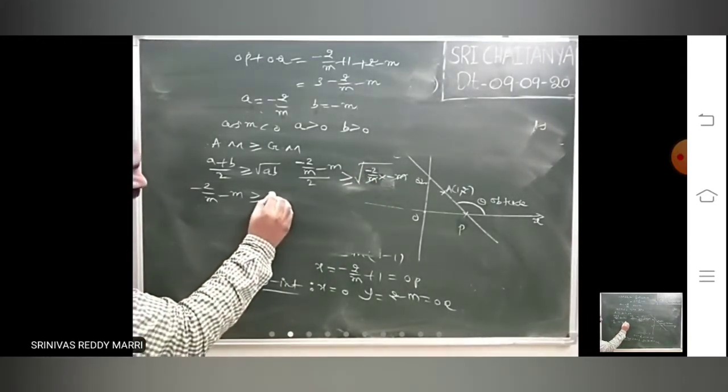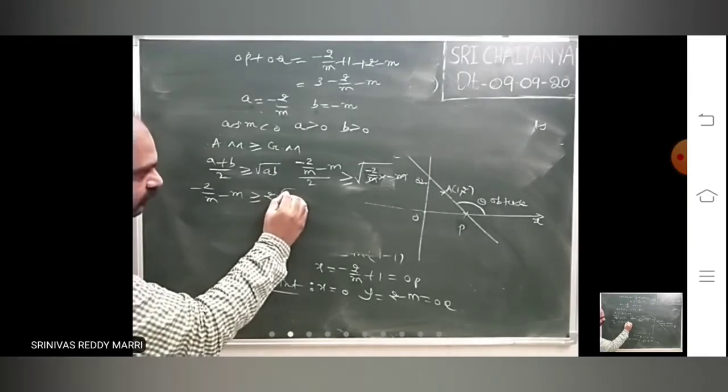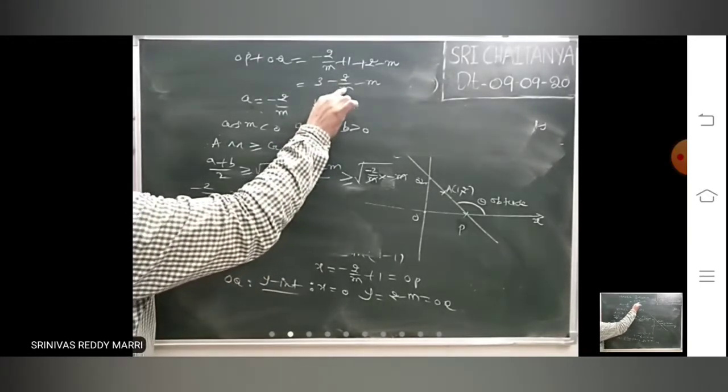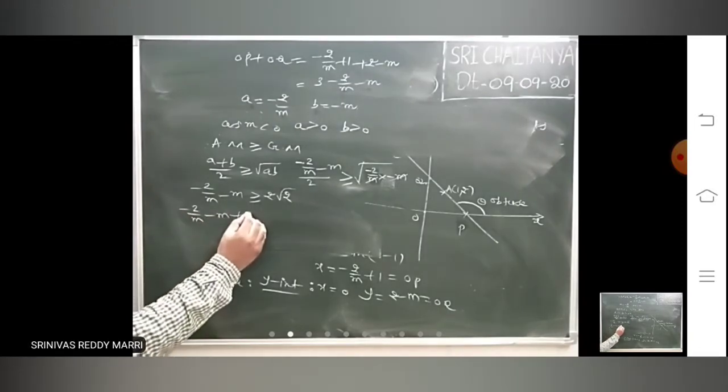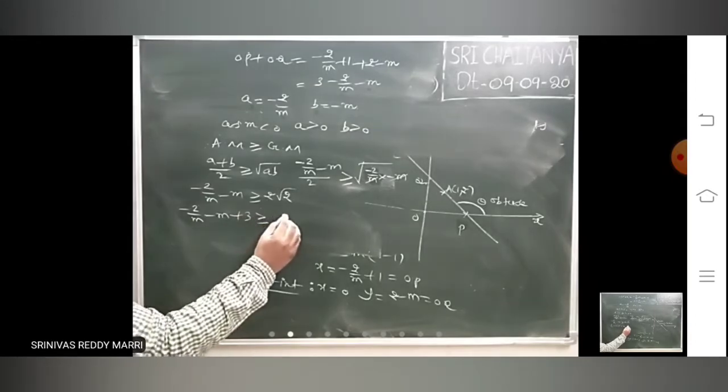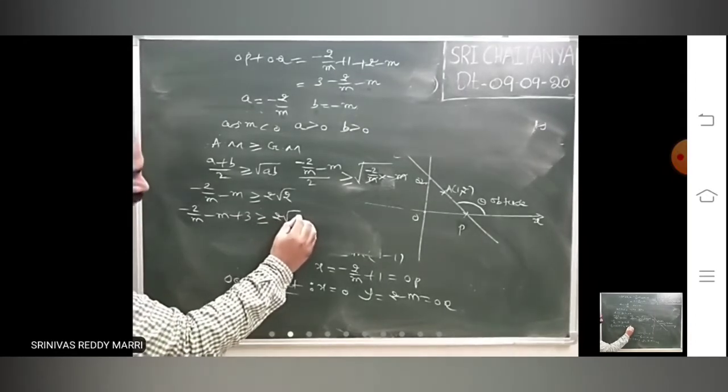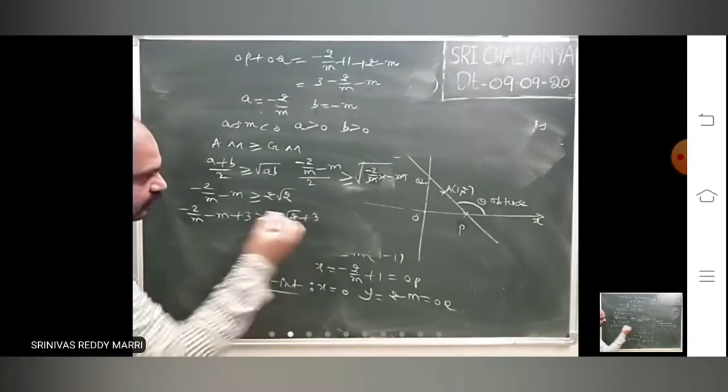You will get greater than or equal to 2 root 2. Now this you got. Add 3 on both sides. You will get 2 root 2 plus 3.